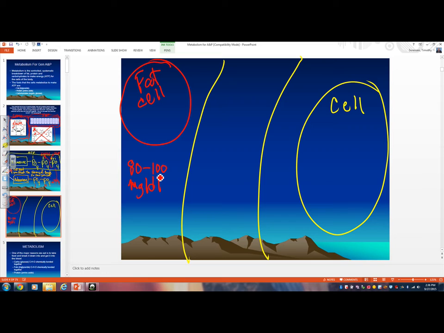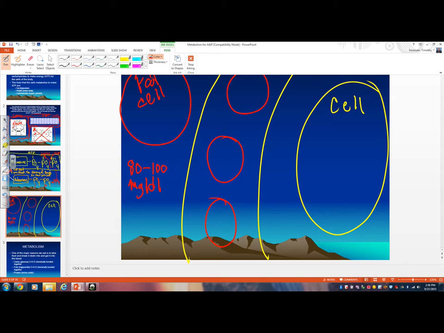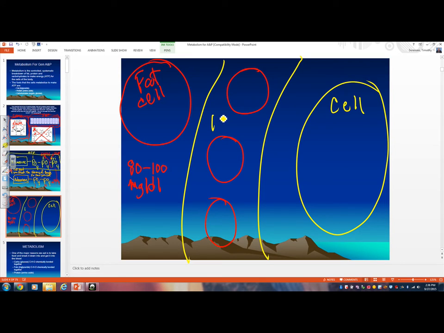So if you eat food, your blood sugar is going to go up. Also, your triglyceride level is going to go up. That's fat in the blood. Also, you're probably going to eat some protein, so the amount of amino acids in your blood are going to go up.